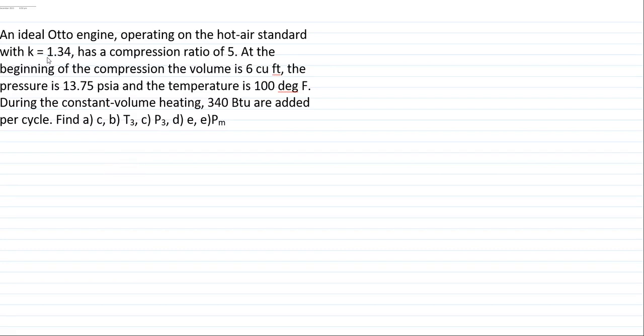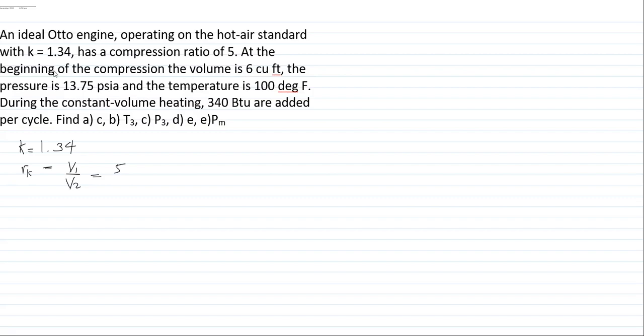So let's read the problem. An ideal Otto engine operating on the hot air standard, with k equal to 1.34. So k is normally 1.4, but this is hot air standard, and it is less than 1.4. It has a compression ratio of 5. I have discussed the isentropic compression ratio. That's what is pertaining to the isentropic compression ratio, which is equal to V1 over V2. So that is equal to 5.